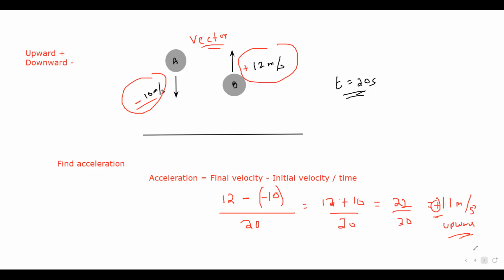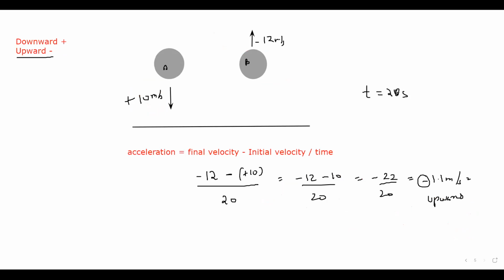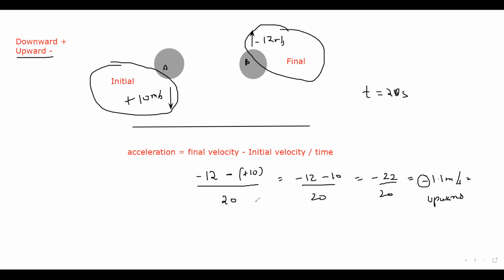Initial velocity means the starting velocity. The term initial means the starting velocity, and this one is the final velocity. So here the initial velocity is 10, the starting velocity. The final velocity is minus 12, divided by the time interval, so we get the acceleration. Is it clear?